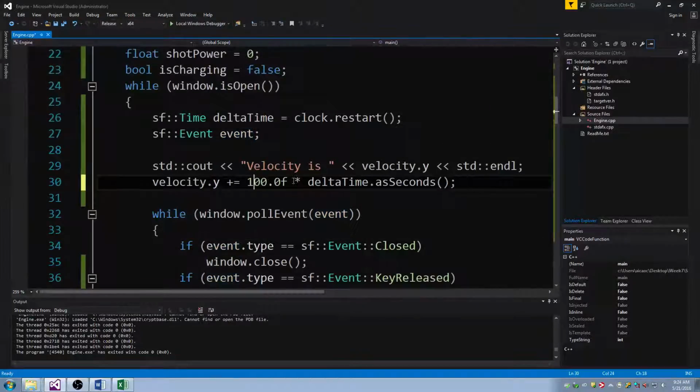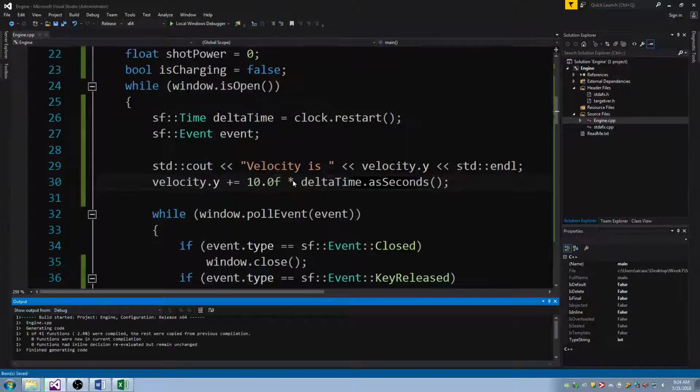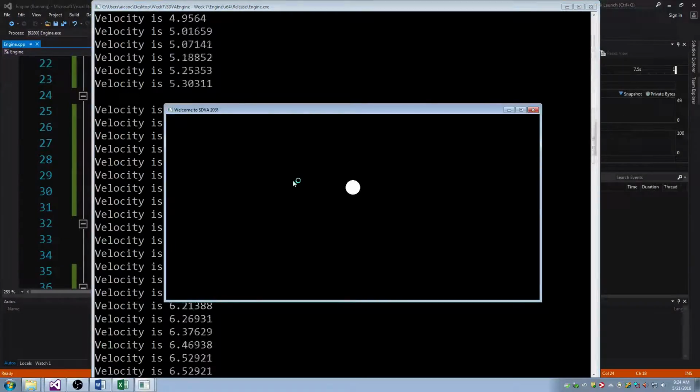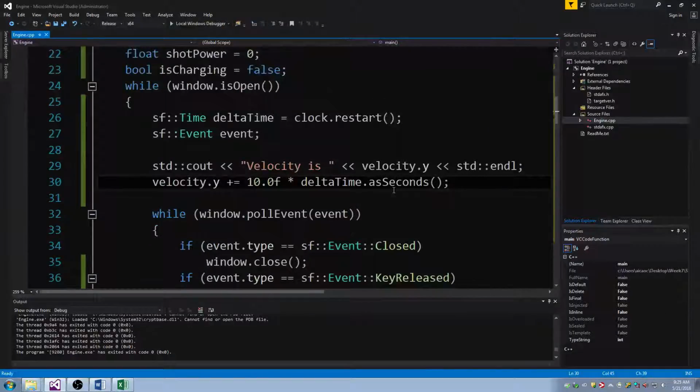If we wanted to make this something really small, like low gravity style, it's falling and it's going faster and faster. Okay. All right. Questions?